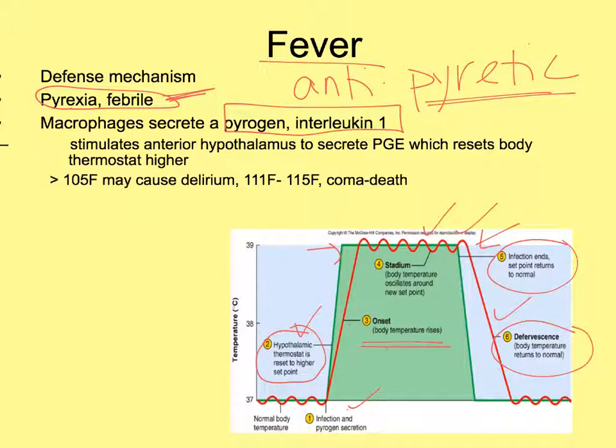Okay, so a little bit of a fever is not a bad thing. It helps fight infection, but if you get greater than 105, that can cause you to be delirious. At 111 to 115, a positive feedback loop can kick in, and that'll lead to coma and death, and proteins will denature and you can die.